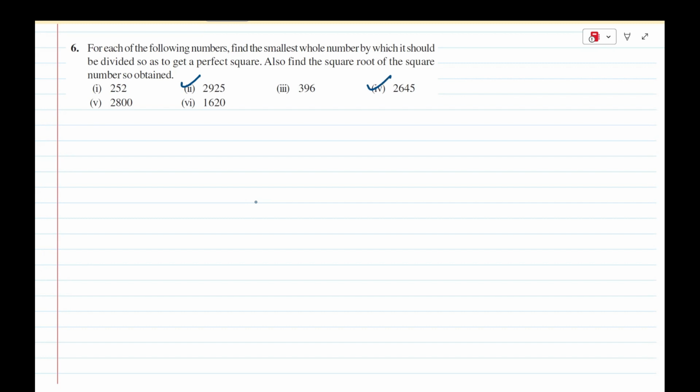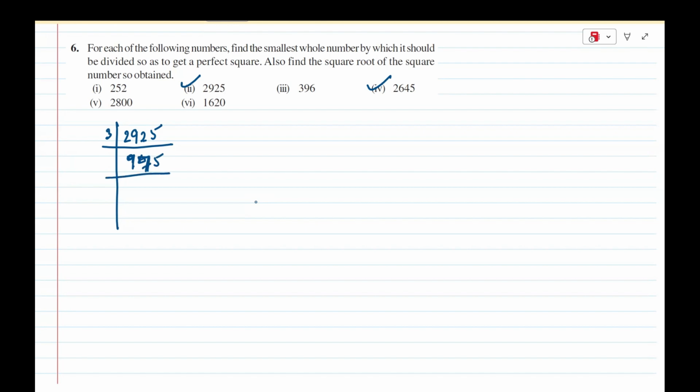Okay. So see, if I have 2925, what I need to do? The process is same. Find out the prime factorization. So it will get divided by 3. 3 9s are 27, correct. 3 9s are 27, carry 2. 3 7s are and 3 5s are.